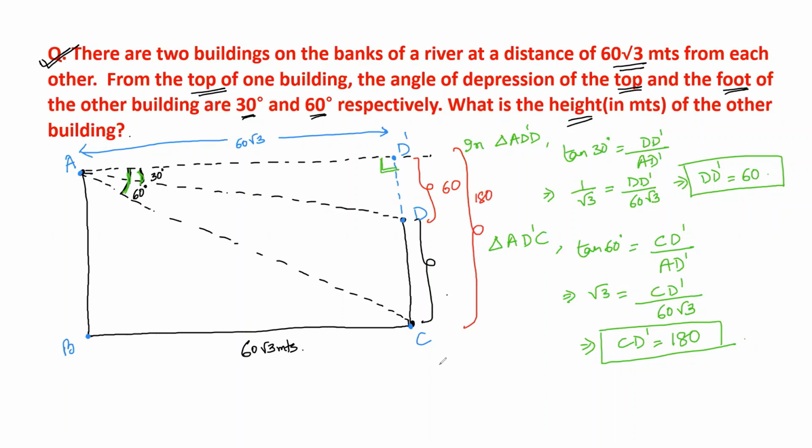So from this, we can write CD would be C D dash minus D D dash, which would be 180 minus 60, which would be giving us 120 meters. So the height of the other building, that is CD, would be equal to 120 meters. So in this way, by analyzing the situation and by drawing a rough sketch, we can find the required heights for such kind of questions.